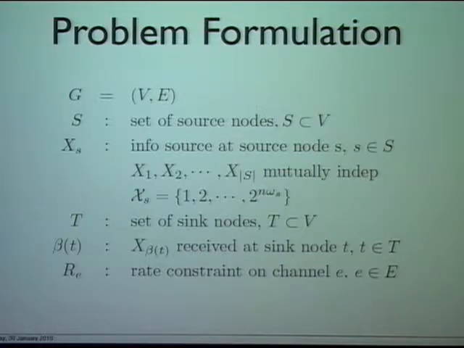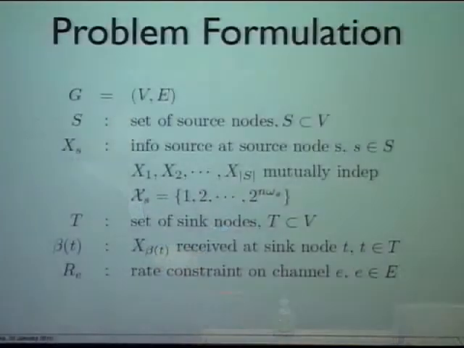We further assume that these information sources are mutually independent, and the rate of source s is denoted by omega s, which means that the size of the alphabet for source s is 2 to the power n times omega s. We also have a set of sink nodes denoted by T. At each of these sink nodes, you are to reconstruct a subset of the sources. Specifically, we use beta T to denote this subset, so X sub beta T is received at sink node T. Beta T is the subset of information sources that you want to reconstruct at node T. And there is a rate constraint, R sub e, on each channel e. So this is the setup of the problem.